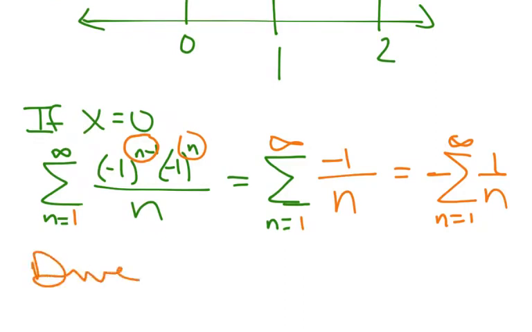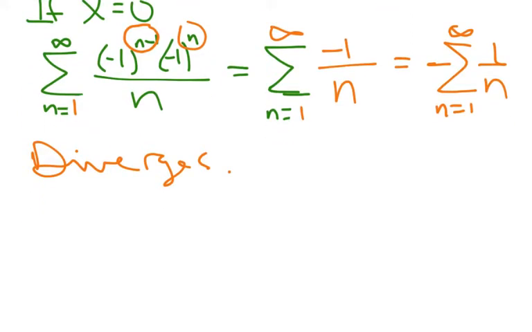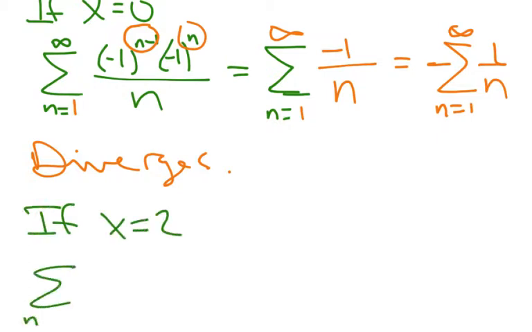So the series diverges, and so we know 0 will not be included in the domain. Now we just got to check 2. If x equals 2, then we get the sum from n equals 1 to infinity.